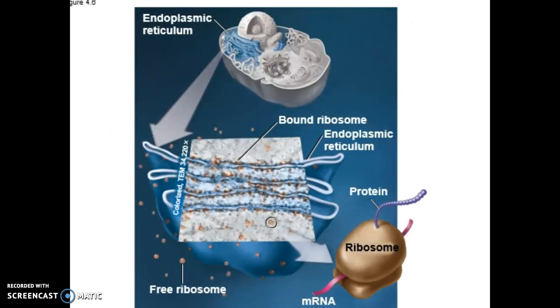So this is one part of the flow of information. The DNA transmits its mRNA out into the endoplasmic reticulum where the mRNA meets the ribosomes. You see the bound ribosomes are these brown dots on the endoplasmic reticulum, and the ribosome then begins to make protein.